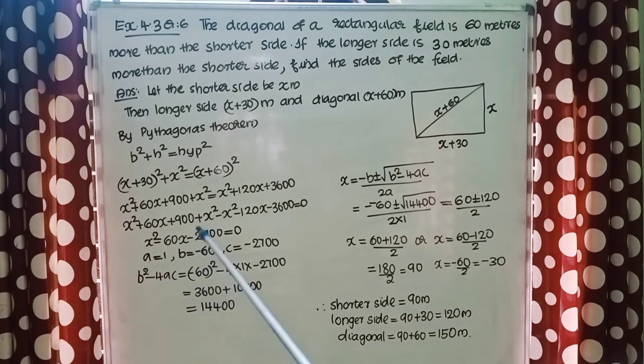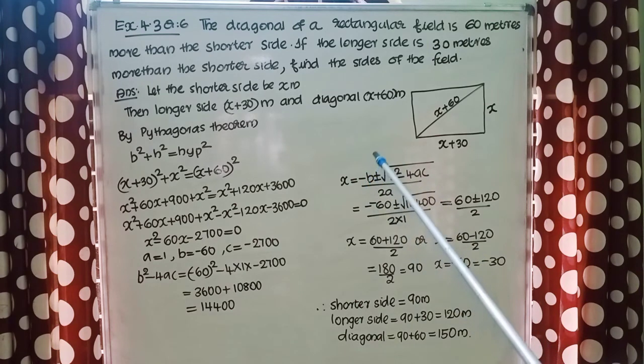Here a = 1, b = −60, c = −2700. b² − 4ac = (−60)² − 4 × 1 × (−2700). That is equal to 3600 + 10,800. That is equal to 14,400.